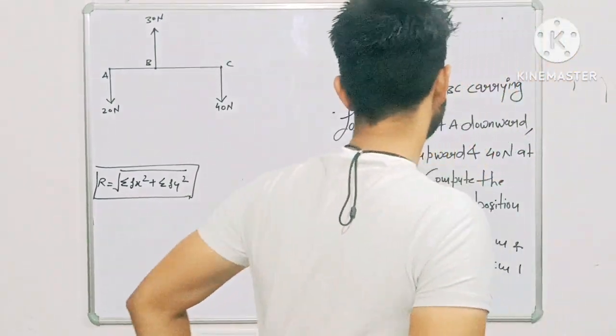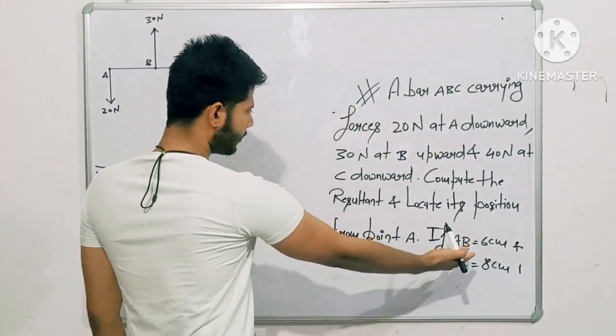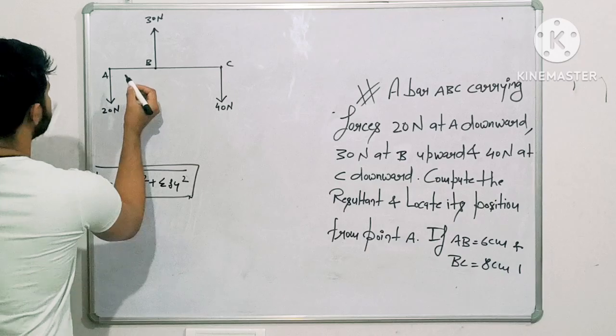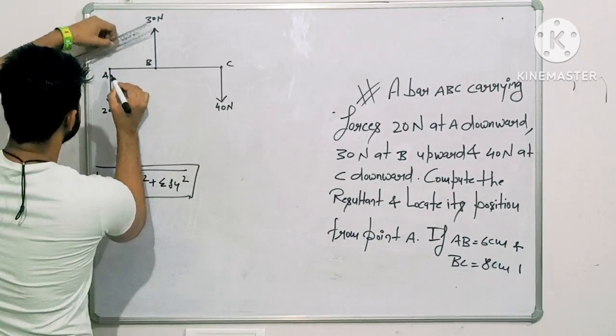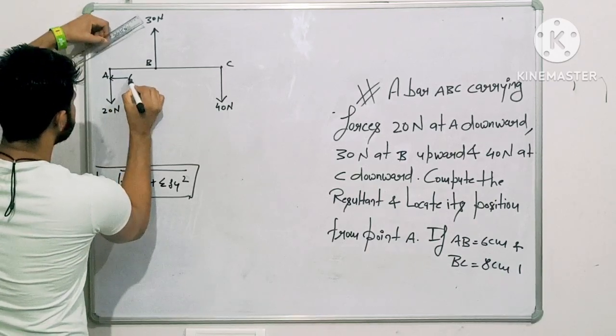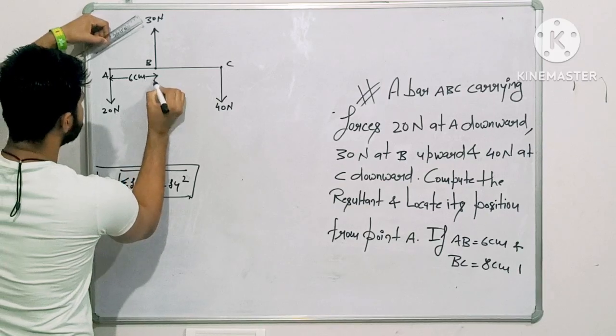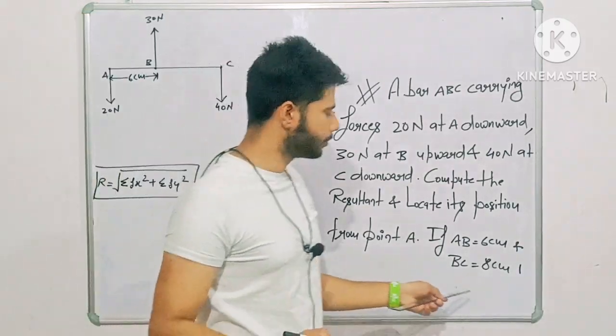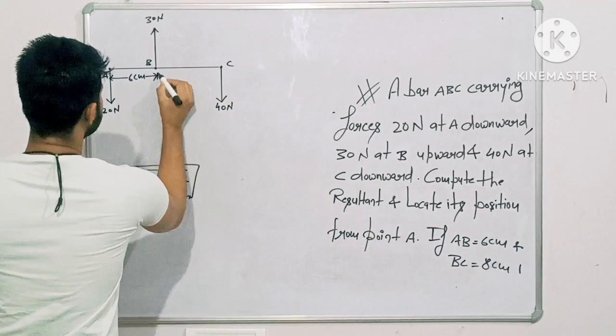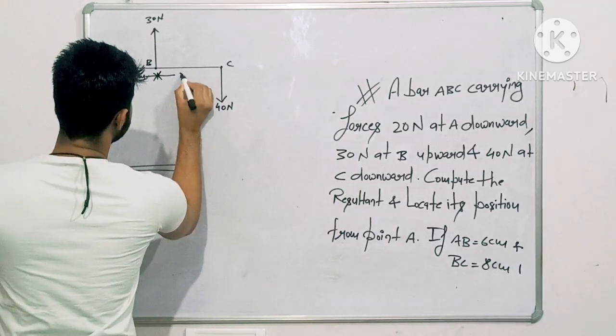AB is 6 centimeter, so this is AB, and it is 6 centimeter. Then BC is 8 centimeter.